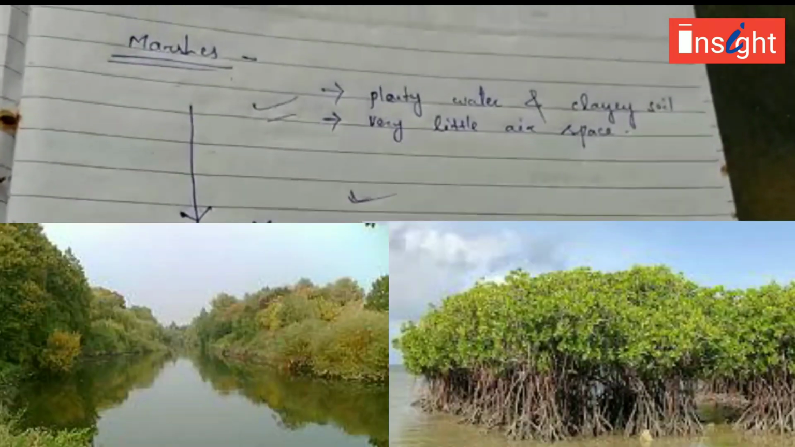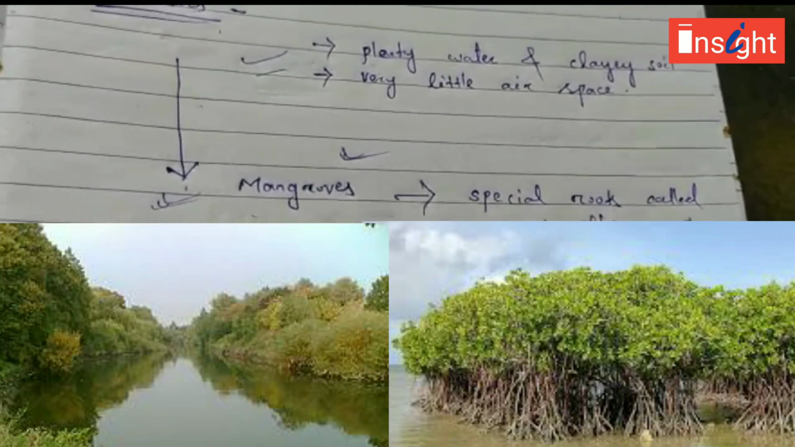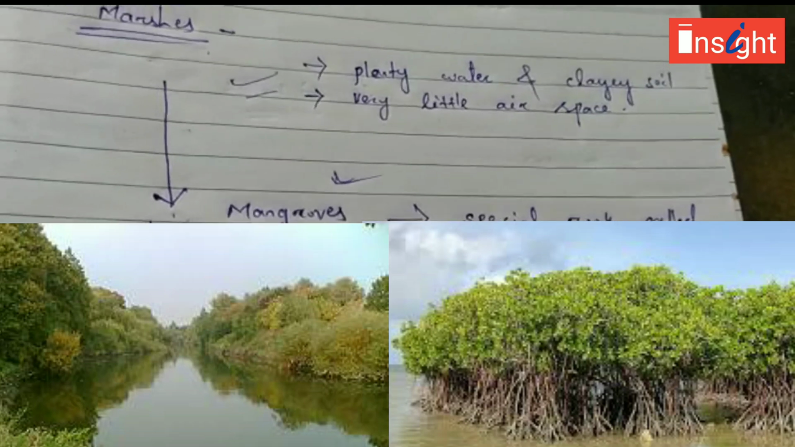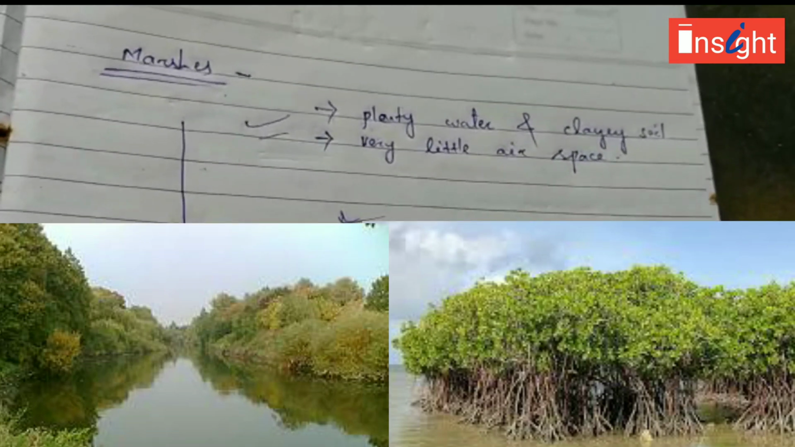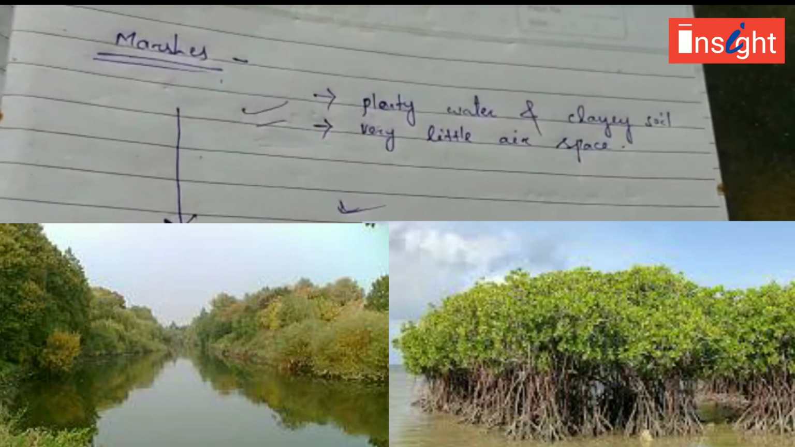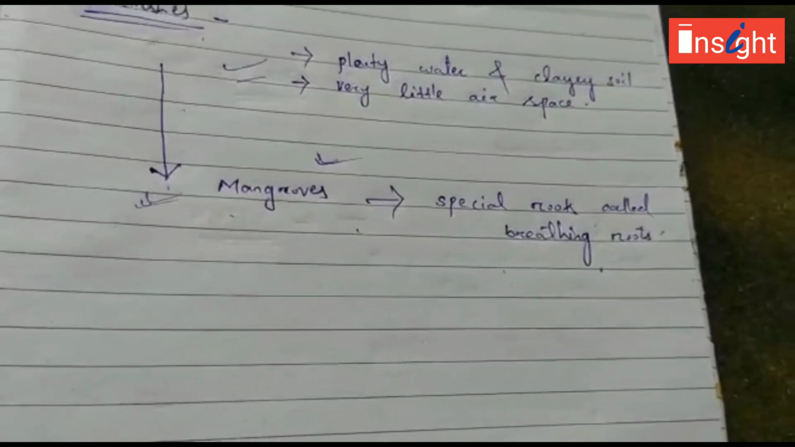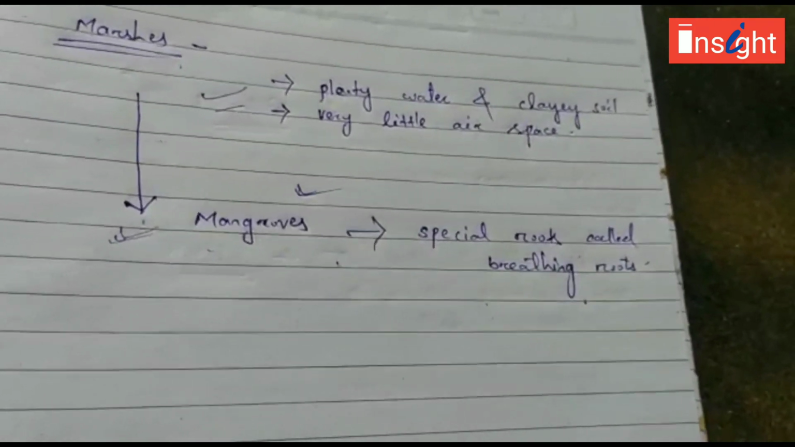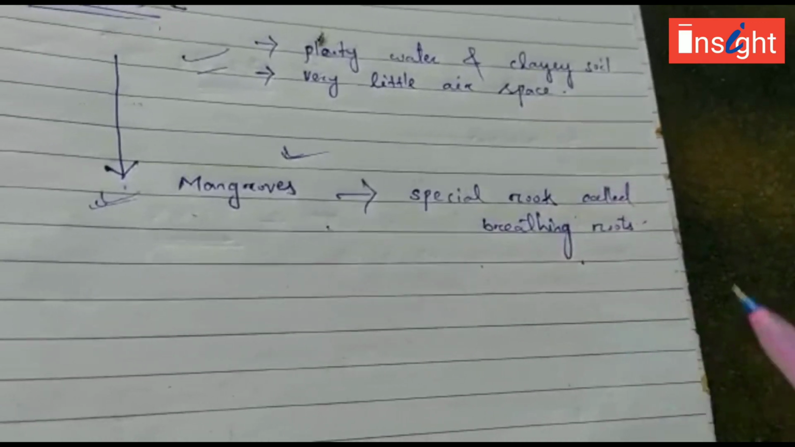So mangroves have special roots called breathing roots, which grow above the soil to breathe. With the help of these special breathing roots they take in air, because since there is very little air space between the soil particles, they don't get enough air from the soil. That is why they have special breathing roots above the soil to breathe.